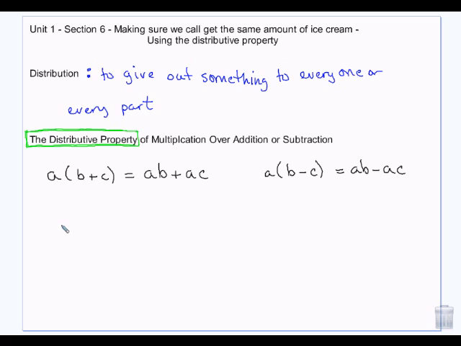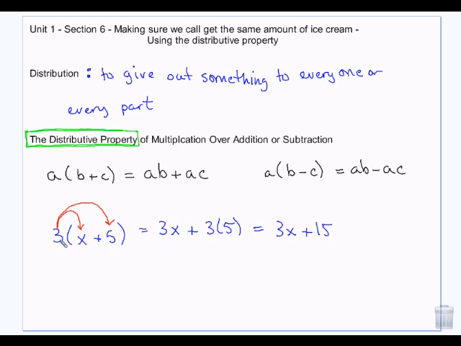And that's confusing, so let's use numbers. 3 times x plus 5. I'm going to take this 3 and multiply it by x, and I'm going to multiply it by 5. 3x plus 3 times 5, which equals 3x plus 15.